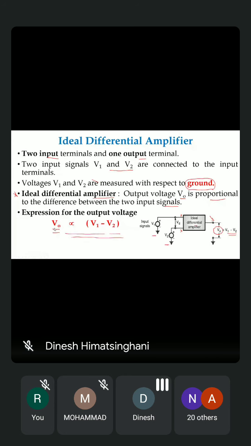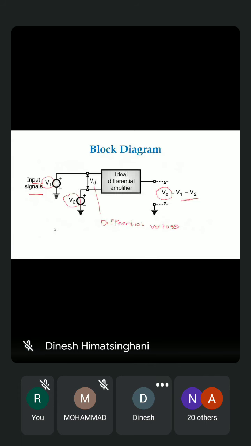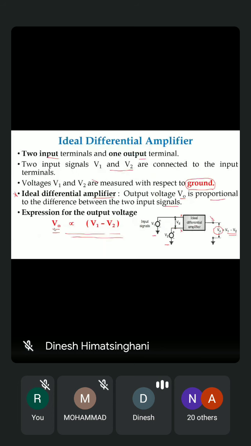Let me just go ahead now. So this is about the ideal differential amplifier. We started from here. This is the block diagram, and I've given you the explanation for the ideal differential amplifier.